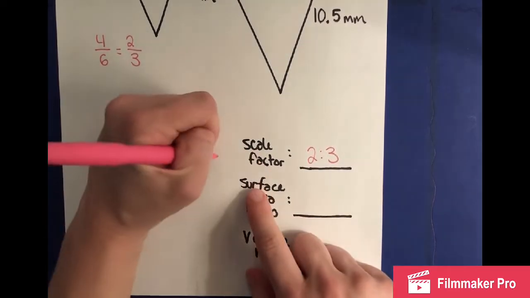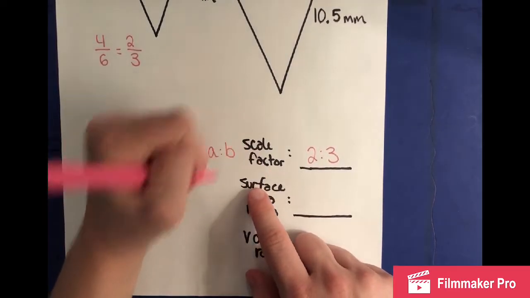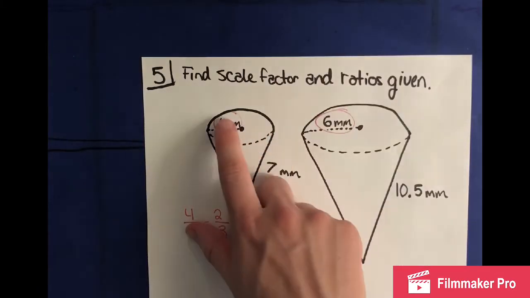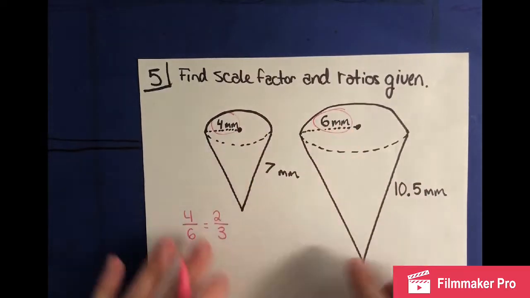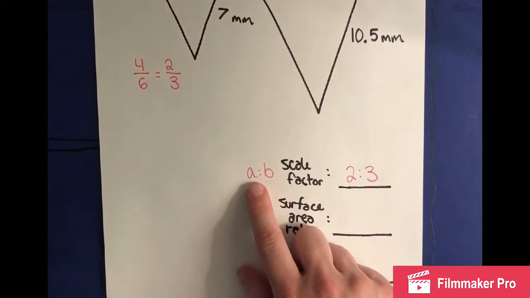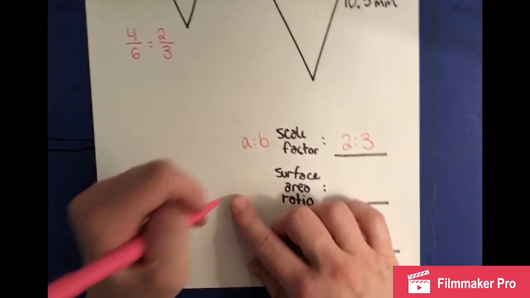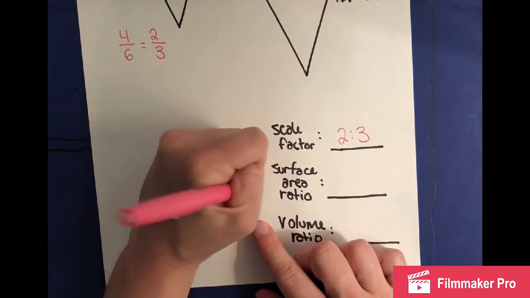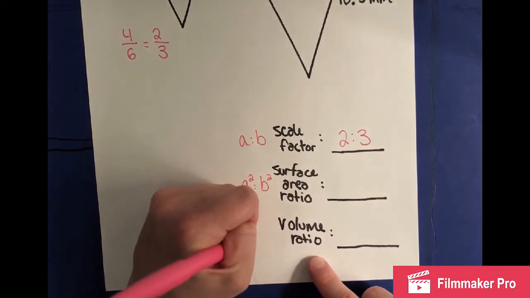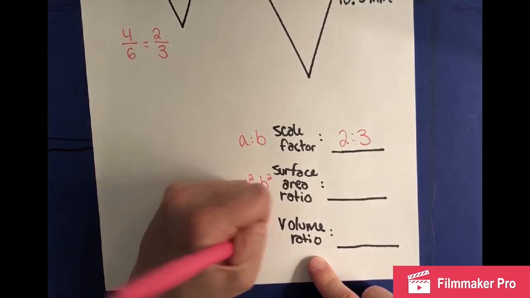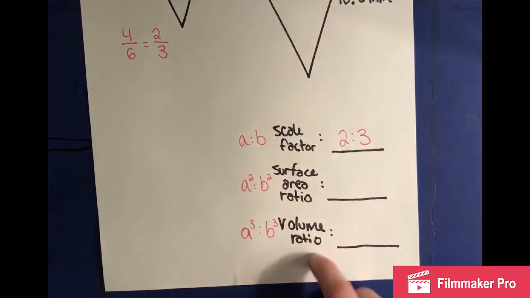Now here's the thing about scale factor. This is A to B. That's why we were using these linear measurements. They're not millimeters squared, cubed. These are just millimeters. So this is A to B. Surface area is going to be A squared to B squared. And volume is going to be A cubed to B cubed.